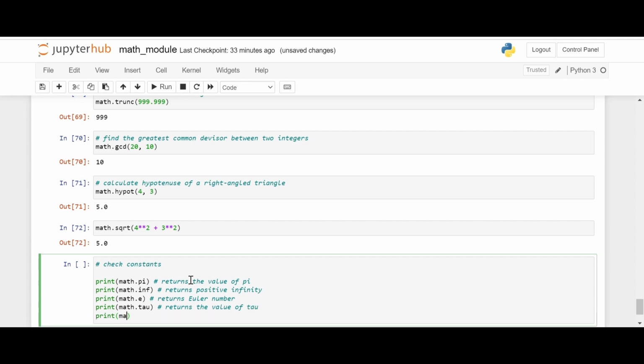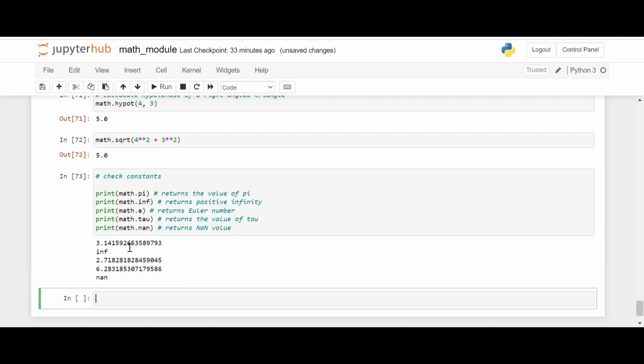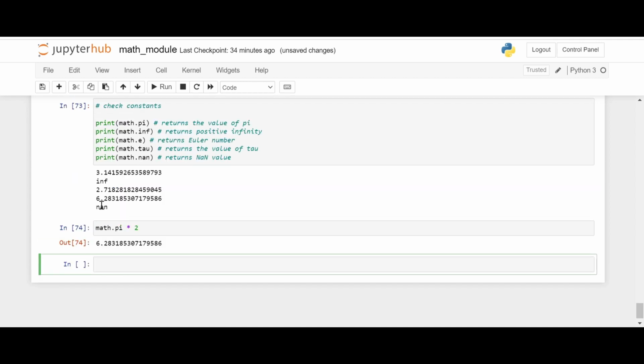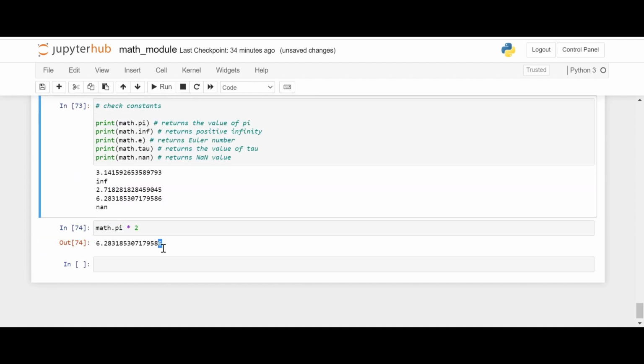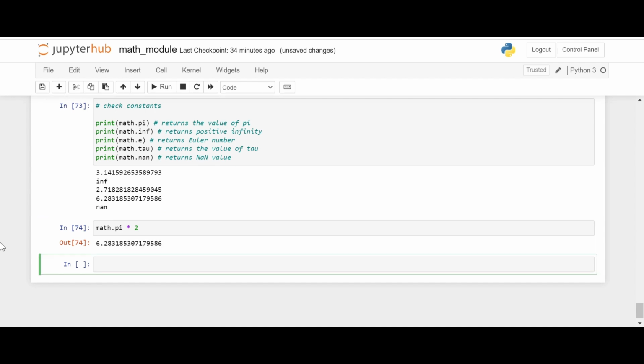Finally, nan returns nan value. So this is the value of pi, this is positive infinity, Euler number, tau, this is nan. And tau is basically pi multiplied by 2. So this is the tau, and we also get the same value using pi multiplied by 2.